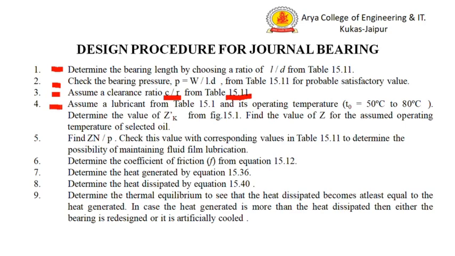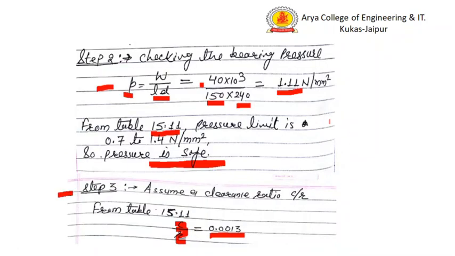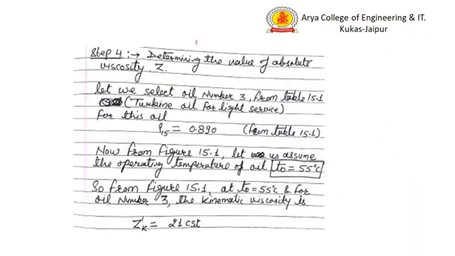Now step number 4. What is step number 4? Step number 4 is to find out the value of Z, the absolute viscosity of the lubricant, and for that, first we have to select the lubricant.